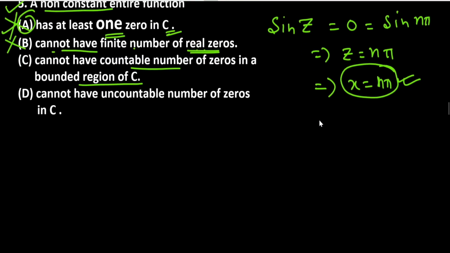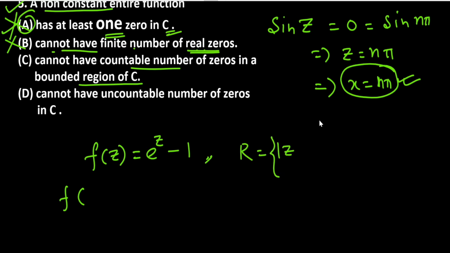Now I take an example, f(z) equal to exponential z minus 1. This is also a non-constant entire function. Now we find the number of zeros on a bounded region. Suppose I take the region mod z less than or equal to, I take 7 or 8, I adjust later, since this is a bounded circle, so it is bounded.